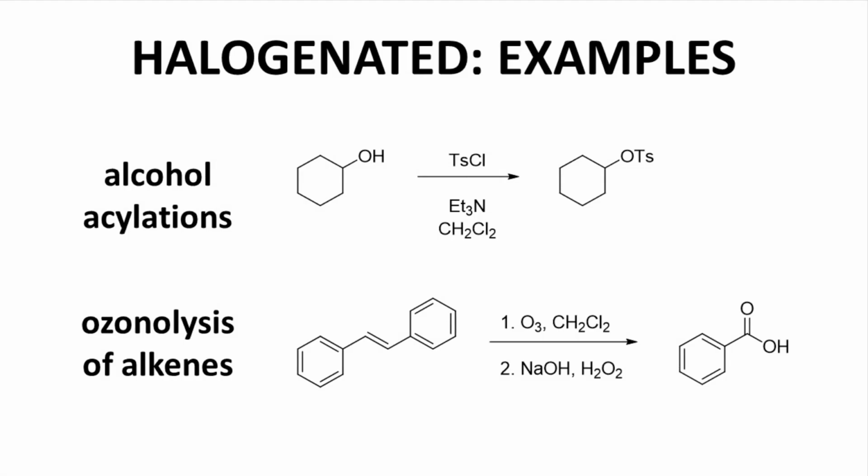Here are two representative uses of methylene chloride as a solvent. The top reaction is the acylation of an alcohol to form a tosylate. Reactions of acid chlorides, as well as tosyl chloride, are commonly performed in methylene chloride. Ozone is a very powerful oxidant that reacts with many solvents. Methylene chloride resists reaction with ozone and is therefore a good solvent for an ozonolysis.